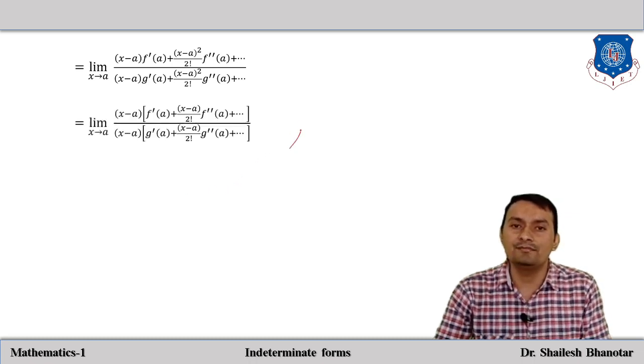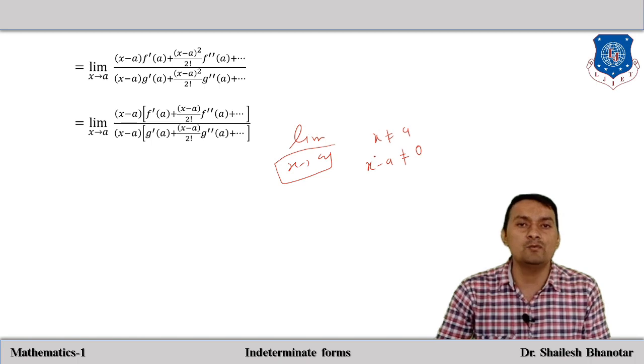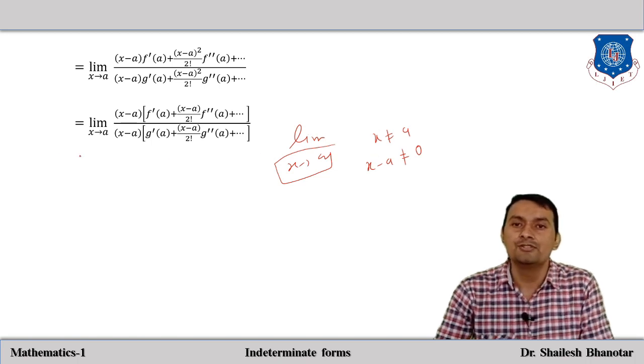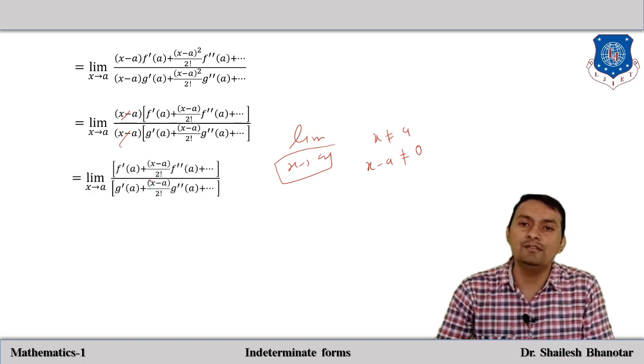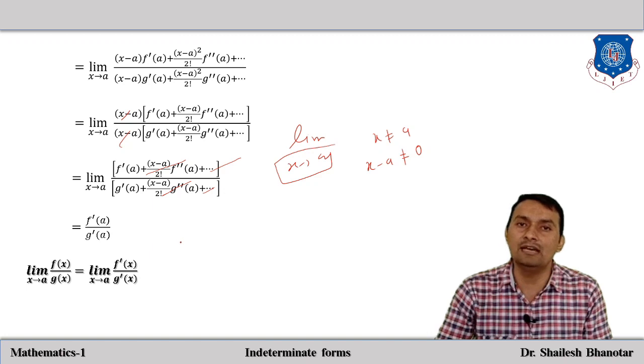Also, it is given that limit x tends to a, which means x is different from a, x is not equal to a. That means x minus a is non-zero, so we can divide by x minus a. In that case x minus a will cancel out, and after that we get this form. If we take the limit x tends to a, the next onward terms will vanish for the denominator as well as the numerator, and we get f dash a divided by g dash a. And this is the proof of the L'Hopital rule.